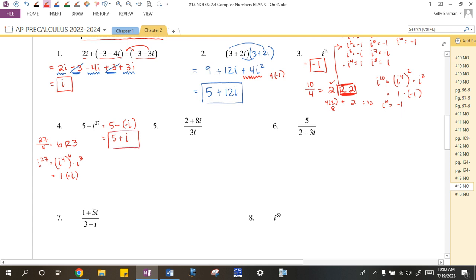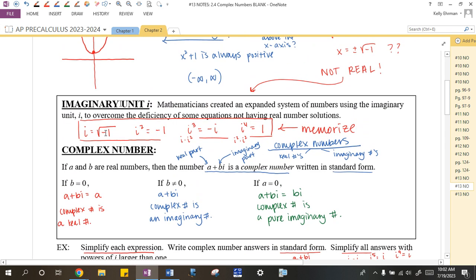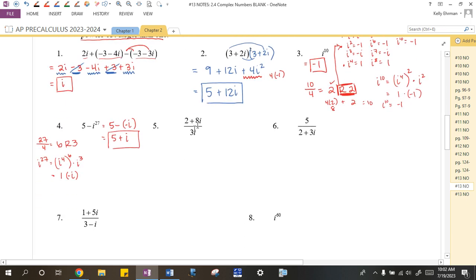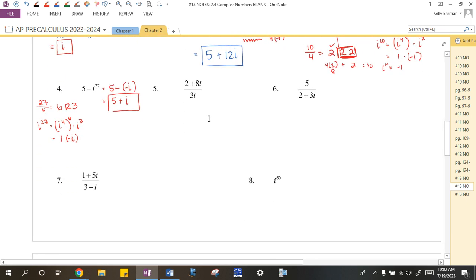All right. What if we have fractions? The next 3 problems are fractions, and notice that all of them have an i in the denominator. So remember, i is the square root of negative 1. So just like we said we had to rationalize when we had radicals in our denominator, the same thing is true. I need to rationalize this denominator because the i represents a square root.